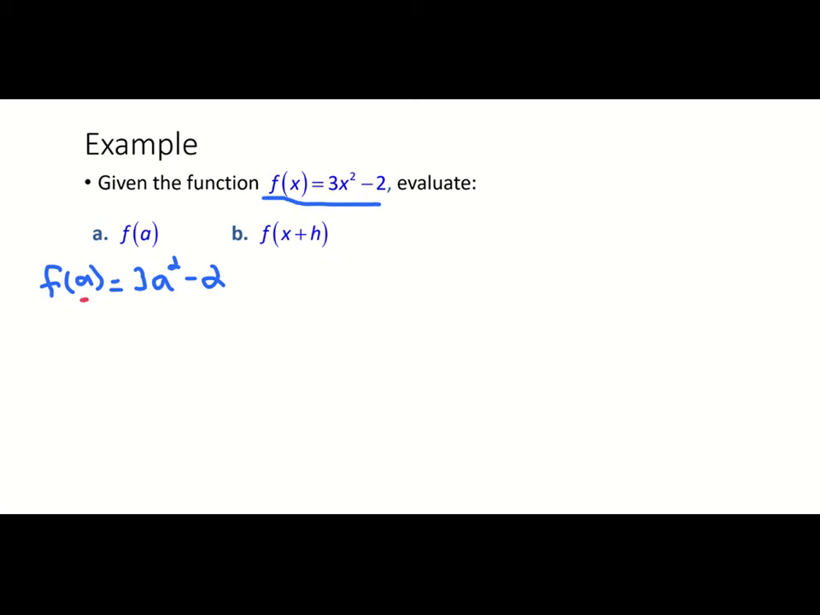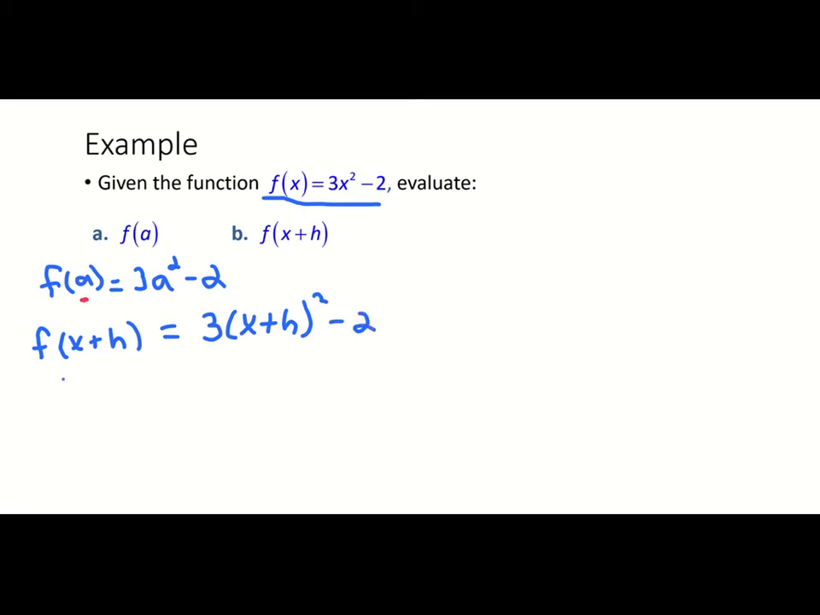I can't do any more because we can't simplify it. Now for b, they want f of x plus h. So that means wherever there's an x, I have to plug in x plus h. In this case, it's 3x squared, so I have to make that 3 times x plus h squared minus 2. And we can simplify this.